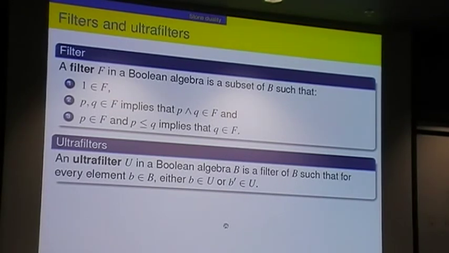An ultrafilter, at least the word sounds impressive, in a Boolean algebra is a filter such that it's as big as it can possibly be. So if you take any element B of your Boolean algebra, either B is in the ultrafilter or the negation of B is in the ultrafilter. Another way of saying this is it's the maximal possible filter you can have. If you try to enlarge it any further, you'll get the whole Boolean algebra.